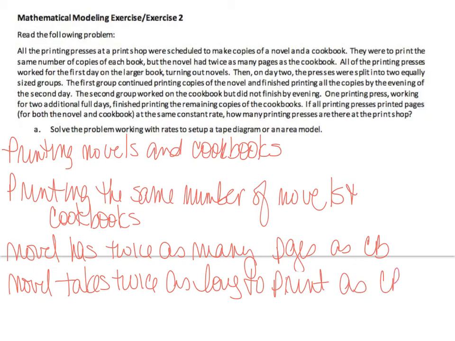As the cookbook. Is it important to know how many pages each book has or how many of each book will need to be printed? I don't think so, because we just know that it's equal amounts no matter what. We're printing the same number of books. The novel has twice as many pages, etc., etc.